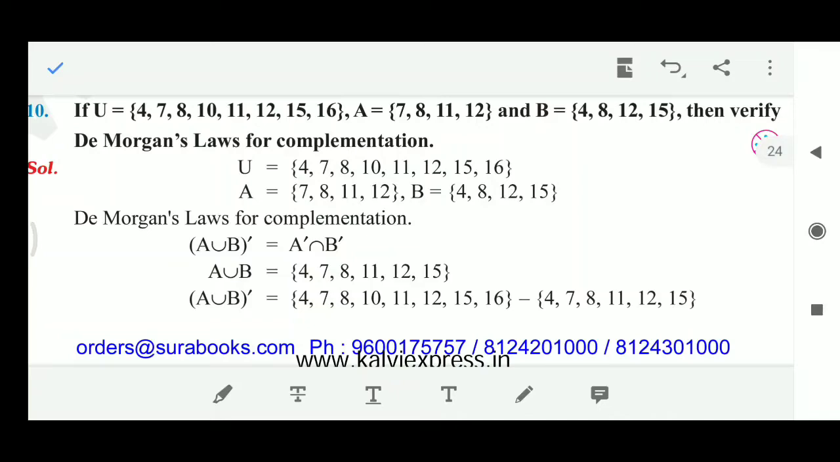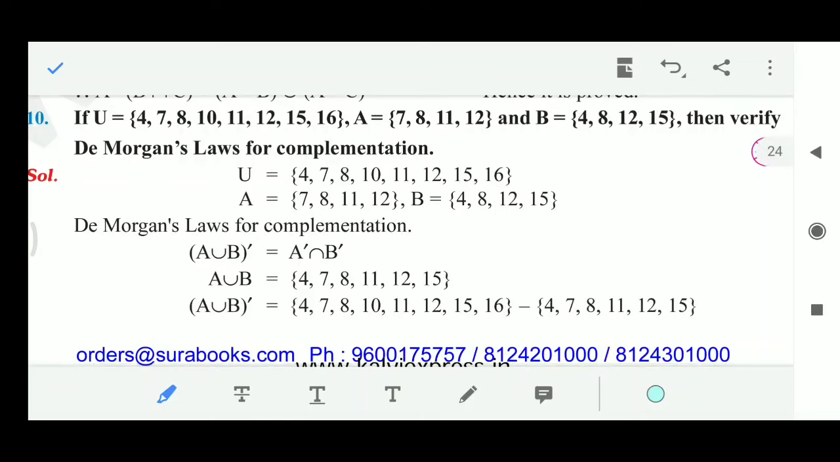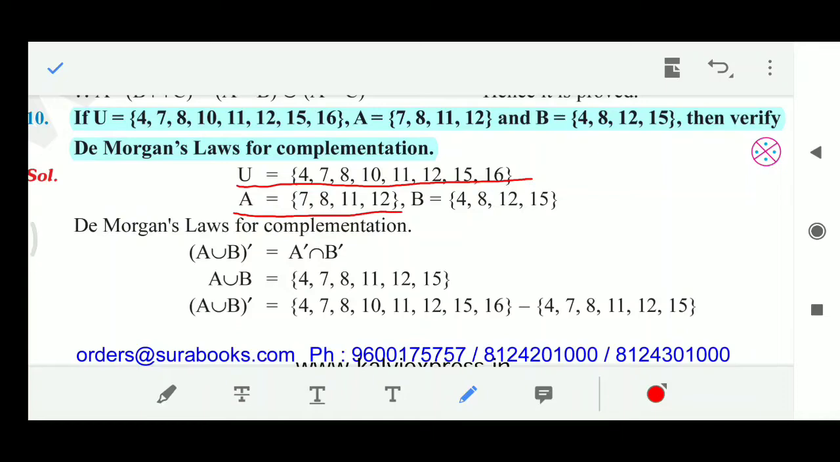Here the question is: in the set, if U is equal to 4, 7, 8, 10, 11, 12, 15, 16, then A is equal to 7, 8, 11, 12 and set B contains 4, 8, 12, 15. Verify De Morgan's laws for complementation. Here the set U is equal to 4, 7, 8, 10, 11, 12, 15, 16 and set A contains 7, 8, 11, 12 and set B contains 4, 8, 12 and 15.